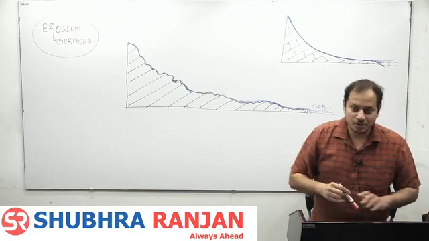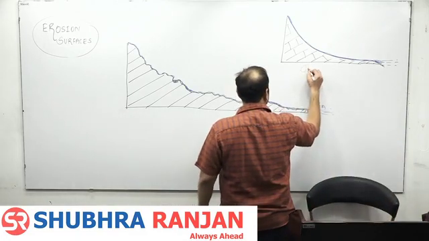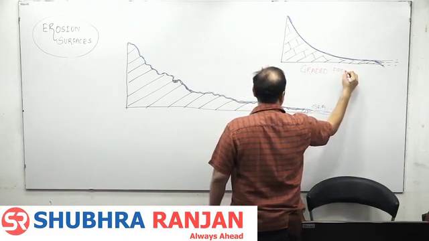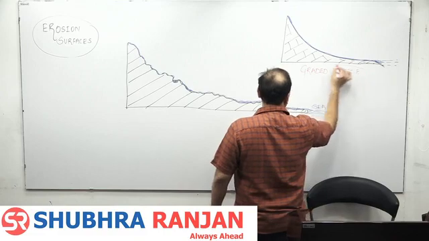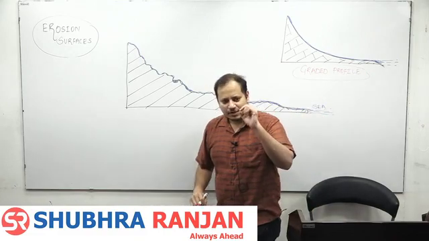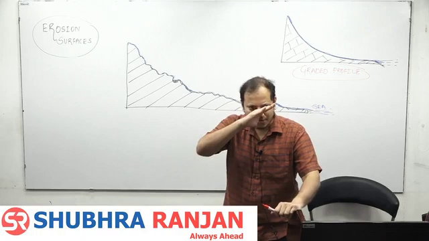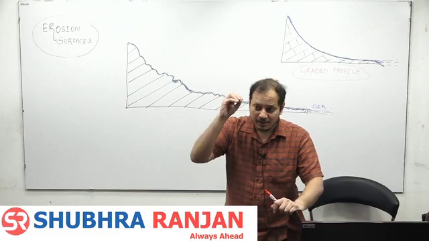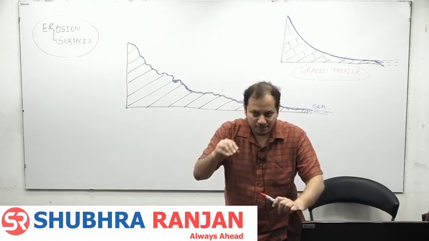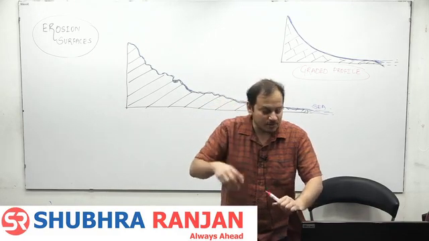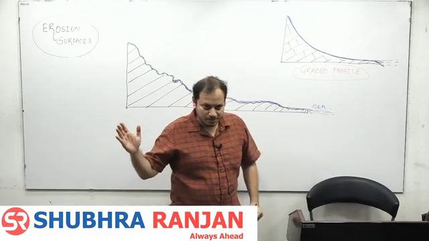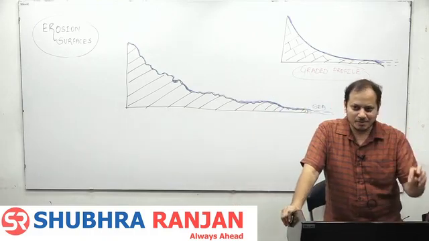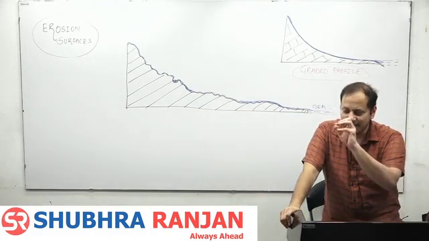So the second slope that we are drawing is what is known as a graded profile. That is, the work of any agent of erosion is to remove the non-uniformities or irregularities or roughness of a landform and make it smooth. So this is the graded profile. Graded profile means smooth. So our topic, erosion surfaces, talks about how the graded profile is made by different agents of erosion.